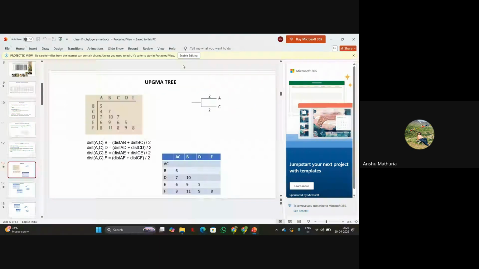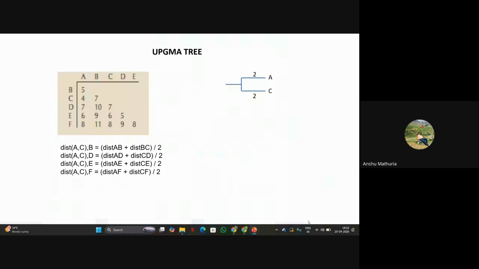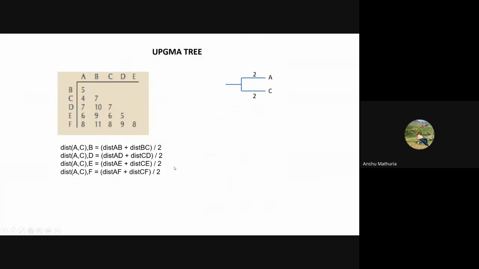So basically this is how your UPGMA distance table looks. You have organisms A, B, C, D, E, and F. You should be handy with your copy and pen. I will be asking you to solve it so we can construct the entire UPGMA tree.